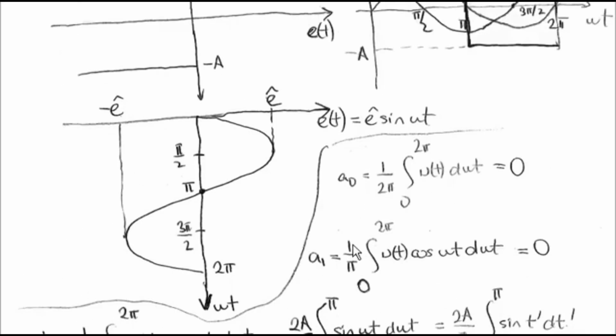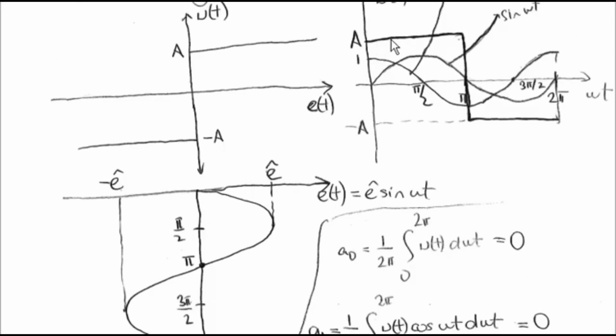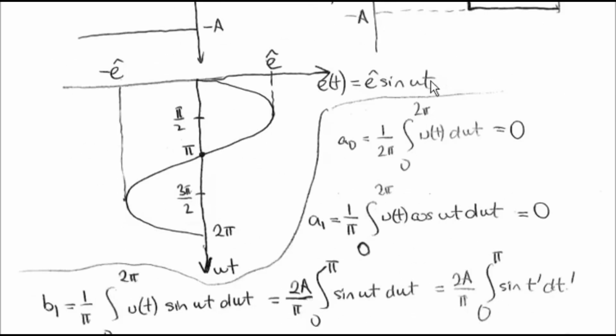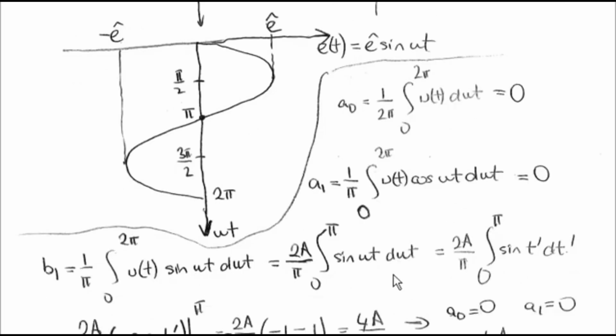And the integral from 0 to pi is going to include a and sine omega t multiplication. I can take a outside, so I have here as the coefficient 2a over pi times the integral from 0 to pi of sine omega t d omega t.